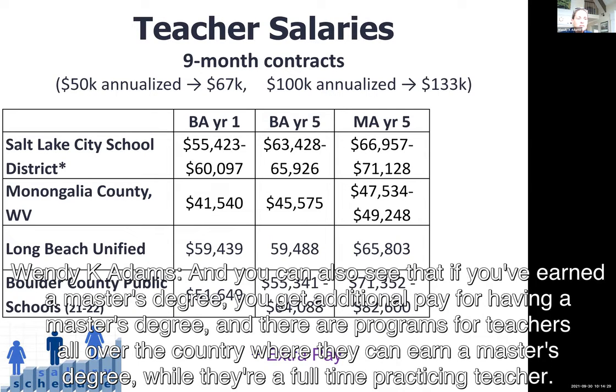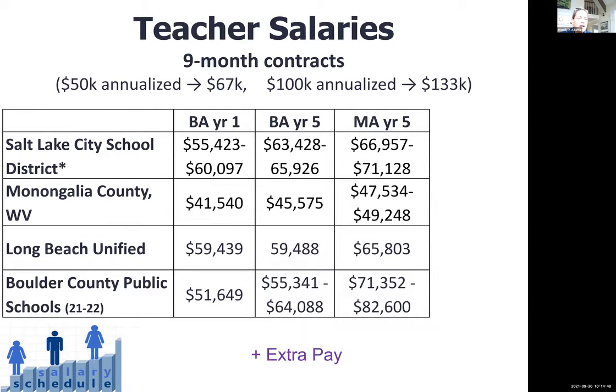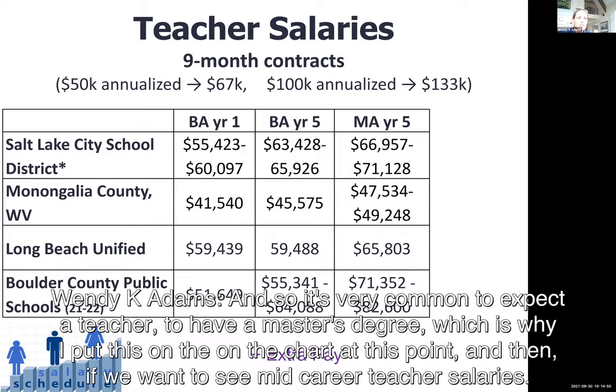And you can also see that if you've earned a master's degree, you get additional pay for having a master's degree. And there are programs for teachers all over the country where they can earn a master's degree while they're a full-time practicing teacher. And so it's very common. The data we see is that about half of teachers have a master's degree by the time they're 30. And so it's very common to expect a teacher to have a master's degree, which is why I put this on the chart at this point.